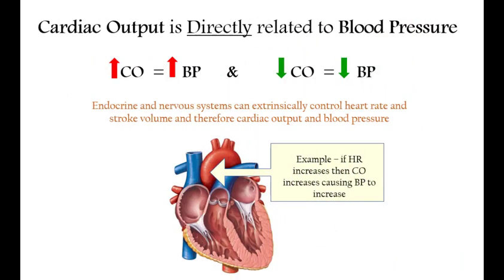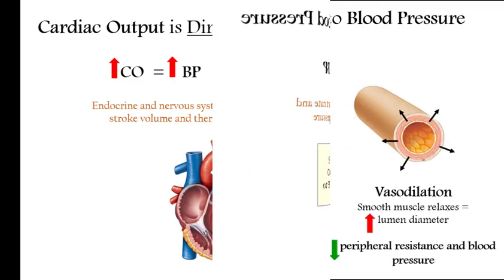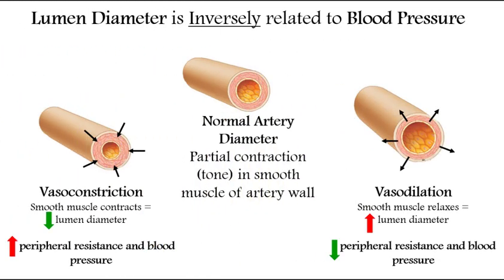In other videos, we considered cardiac output and how our regulatory systems can change stroke volume or heart rate to adjust cardiac output. For example, an increase in heart rate leads to an increase in cardiac output, which increases blood pressure. We've also looked at the effect of the diameter of the blood vessel lumen on blood pressure. Larger lumen means less resistance, less pressure, whereas a smaller lumen means more resistance, more pressure.